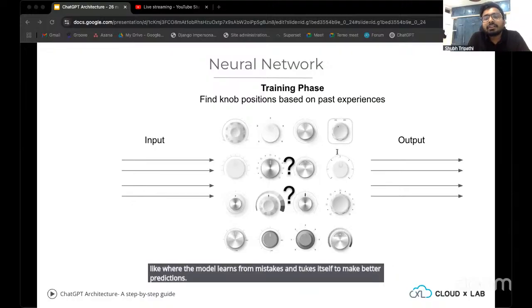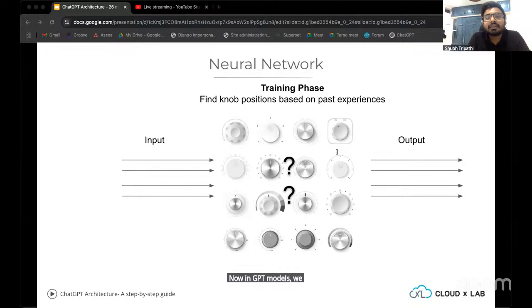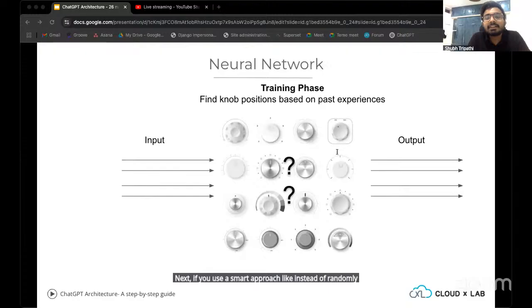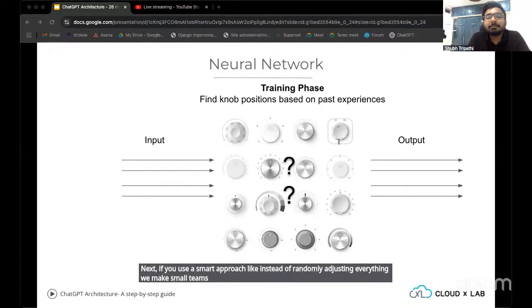Now in GPT models, we don't have just a few knobs. We have billions. GPT-3 had 175 billion knobs, or parameters, that needed to be adjusted. Adjusting each knob manually is impossible. That's why we use a smart approach. Instead of randomly adjusting everything, we make small tweaks, check if things improve, and adjust further, just like you slowly adjust a water tap to find the perfect temperature.